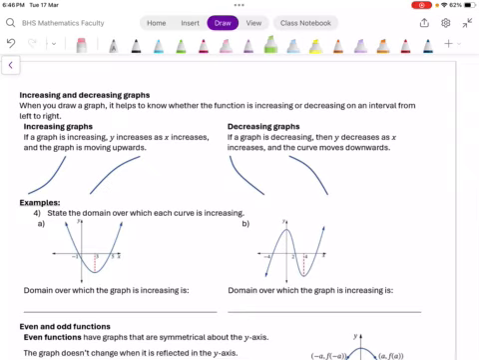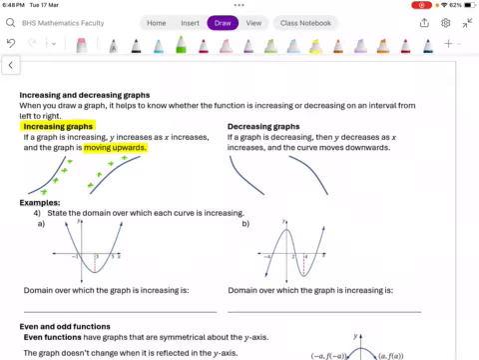So when we draw a graph, it helps to know whether the function is increasing or decreasing on an interval from left to right. If a graph is increasing, then y increases as x increases and the graph is moving upwards. What we also have is that the gradient, if we were to draw tangents on this, is positive. So we're going up and we're positive from left to right.